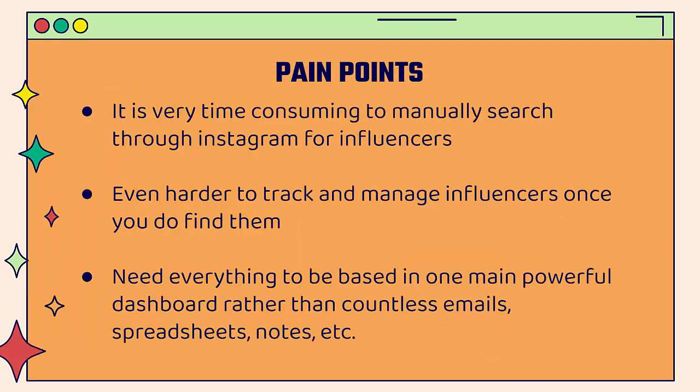But there are definitely some pain points, especially if you've tried this. You know it's very time consuming to manually search through Instagram and TikTok for influencers. It's even harder to track and manage influencers once you do find them. And you really need everything to be based in one main powerful dashboard, one platform, rather than having 200 emails that you send out and 10 tracking spreadsheets and then a notes app on your phone and then some other documentation about how you reached out to this influencer or you DM this one or you private message that one, right? A lot of different things, a lot of manual back and forth. These are the big stopping points, the big pain points why a lot of you haven't gone into influencer marketing even though you know that you need to.